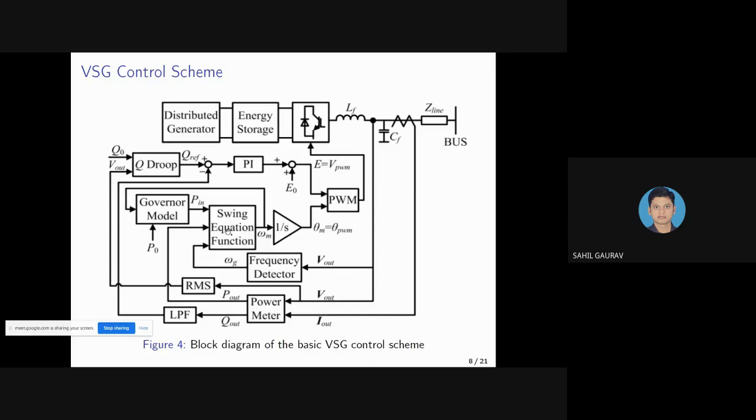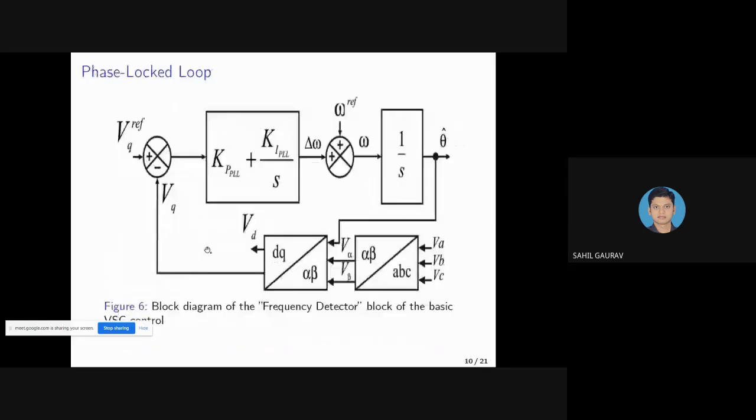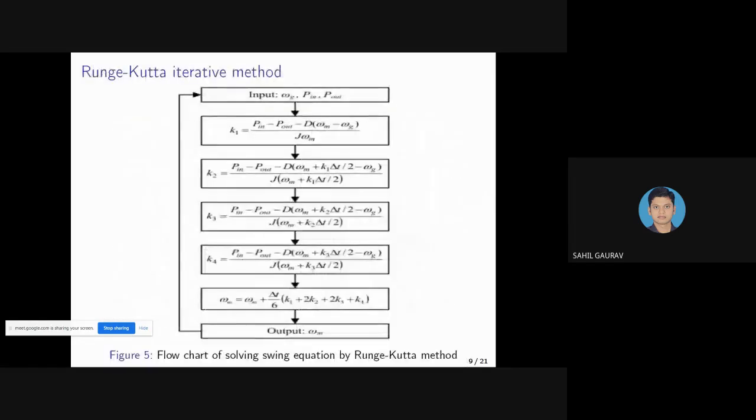Here the swing equation is a differential equation, and an algorithm based on the Runge-Kutta iterative method is adopted to solve for the virtual rotor angular frequency omega m. This is the flow chart of solving the swing equation by the Runge-Kutta iterative method. The calculated omega m provides the frequency reference of the generator model and the PWM phase reference theta PWM through an integrator.